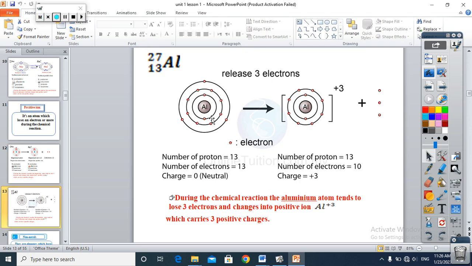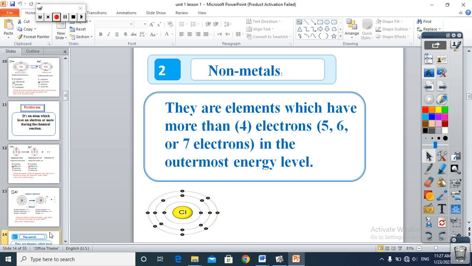What about aluminium? Aluminium releases, or loses, 3 electrons. During the chemical reaction, the aluminium atom tends to lose 3 electrons and changes into a positive ion, which carries 3 positive charges. Okay, they are metals.